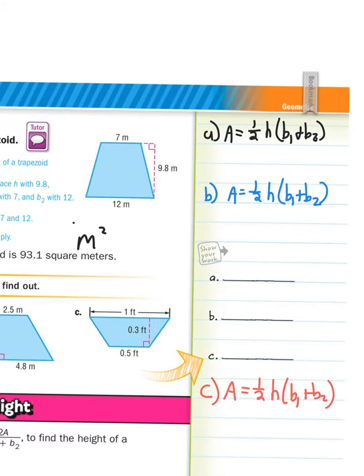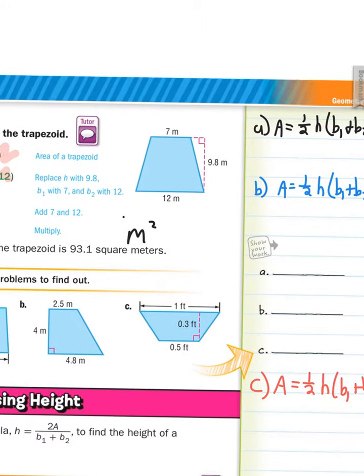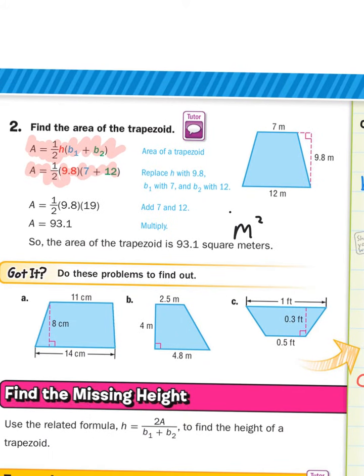Okay, so you should be done with A, B, and C. Make sure you're just watching this to check your answers. Now, I forgot to tell you before I paused it, but you need to have your formula. You're going to substitute and solve for each one of these problems. So to save some time, I wrote the formula for A, B, and C over there. So if I'm looking at problem A, I see my bases are 11 and 14, and my height is 8. So I'm going to substitute those numbers in.